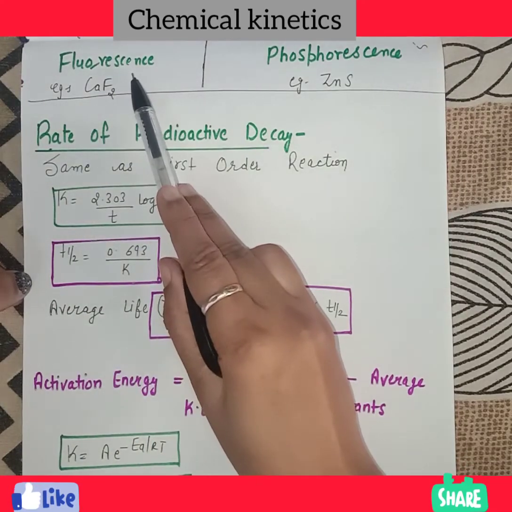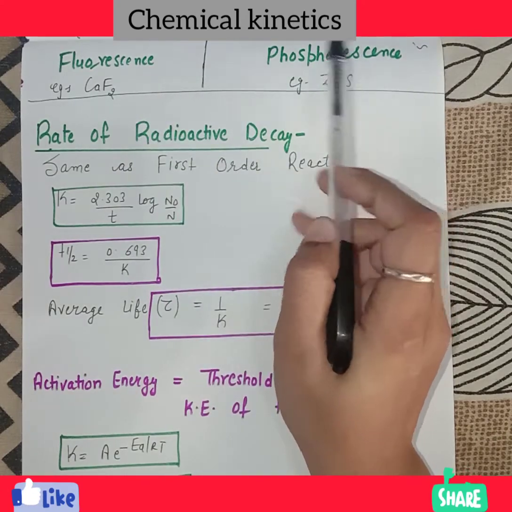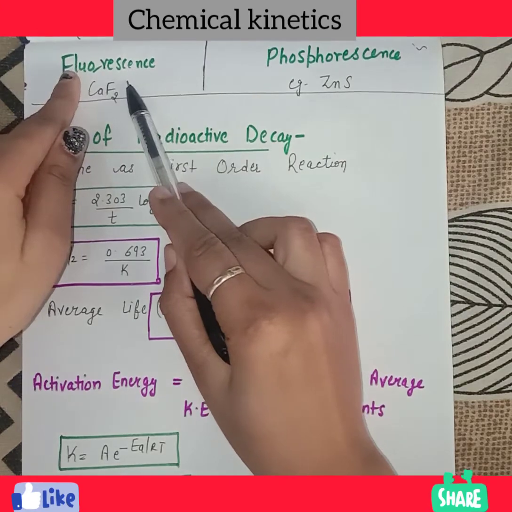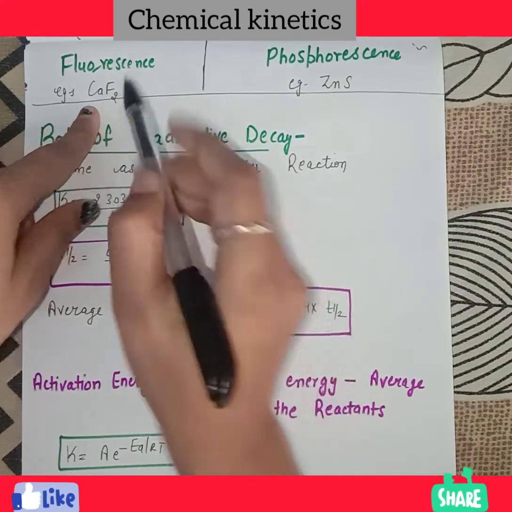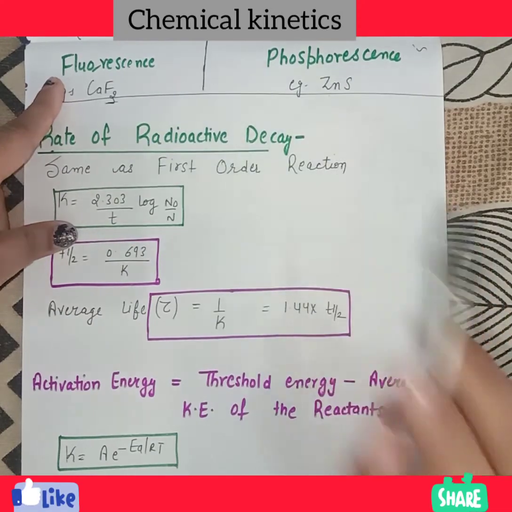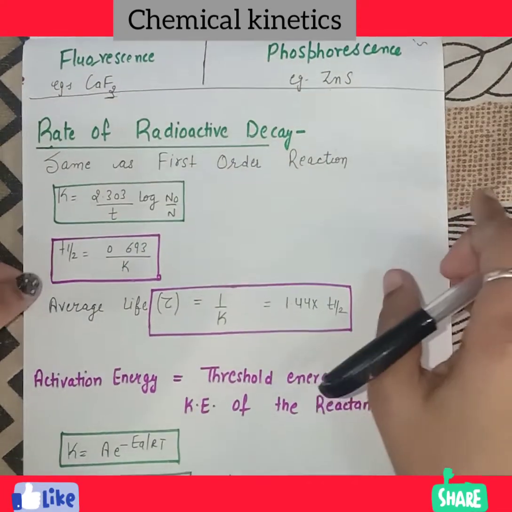Here one is fluorescence and one is phosphorescence. You have to learn only one example of these two. For fluorescence, the example is CaF2, and for phosphorescence it is zinc sulfide.